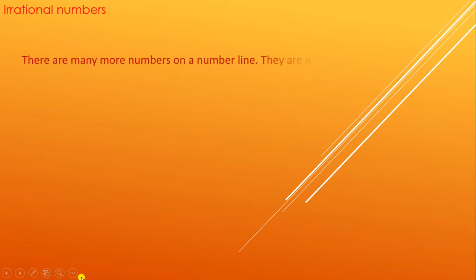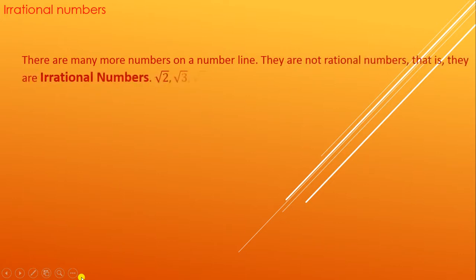Now we are seeing irrational numbers. There are many more numbers on the number line that are not rational numbers. That is, they are irrational numbers like square root of 2, square root of 3, square root of 5 and many more.